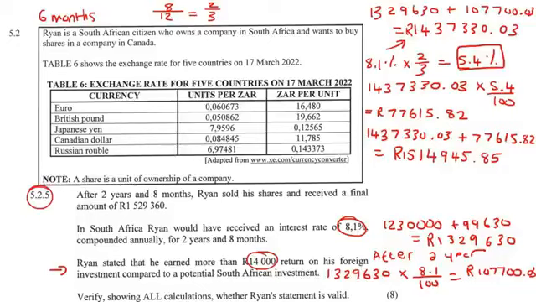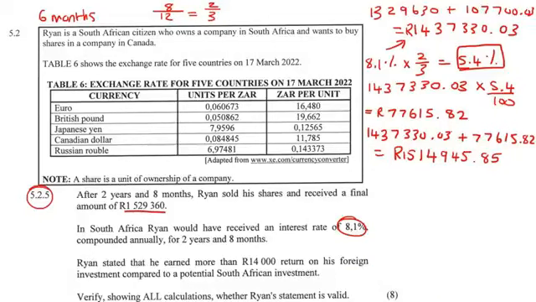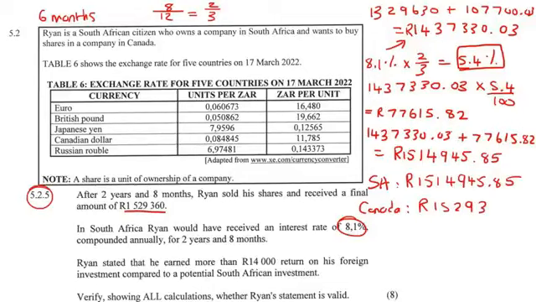So that is how much money Ryan would have made, or would have grown his investment to, if he invested in South Africa. Okay, but instead he invested in Canada, and this is how much money it became. Okay, so he says that he made 14,000 rand more because he invested in Canada instead of in South Africa. So let's see if he's correct. So remember, in South Africa, his investment became 1,514,945.85. In Canada, his investment became 1,529,360. So we can see that in Canada he definitely made more.